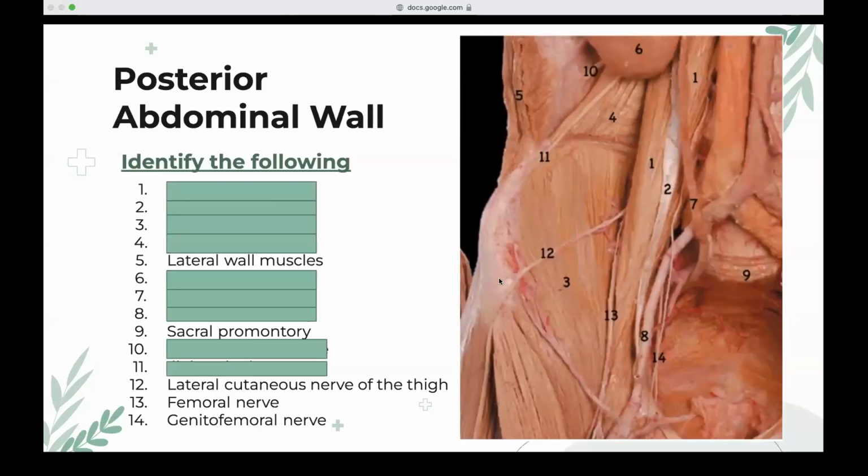and how they're arranged and everything. Okay, so one, identify the following. What's one? This should be easy. I'm assuming you guys know it. Psoas major. I know you guys know it. Yeah. Okay, what about two?